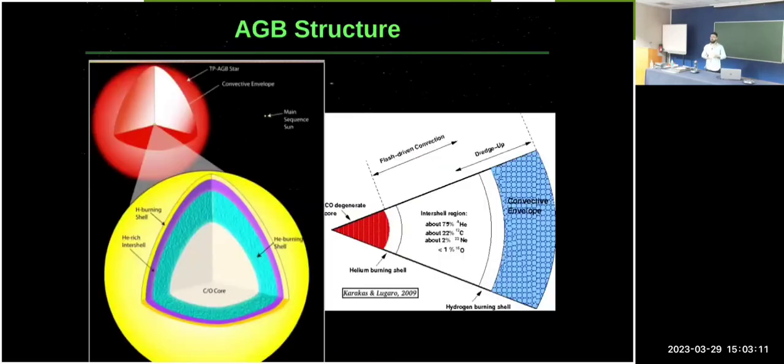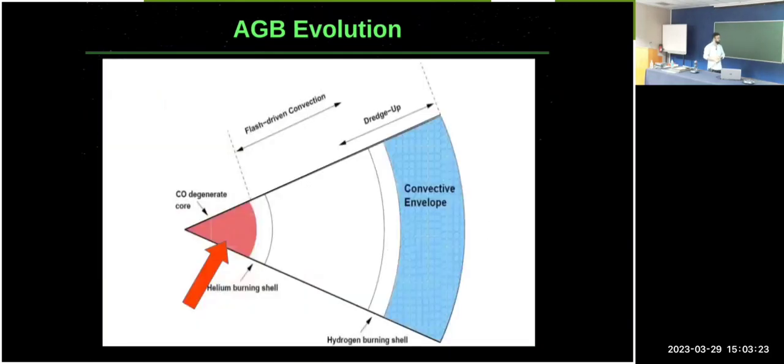So we thought of another formation scenario for this object. But before that, let me briefly discuss the AGB evolution. This is the schematic diagram of an AGB star that I have already shown. This is the carbon-oxygen degenerate core. This is the hydrogen-burning shell. This is the intershell region. This is the helium-burning shell. And this is the convective envelope.